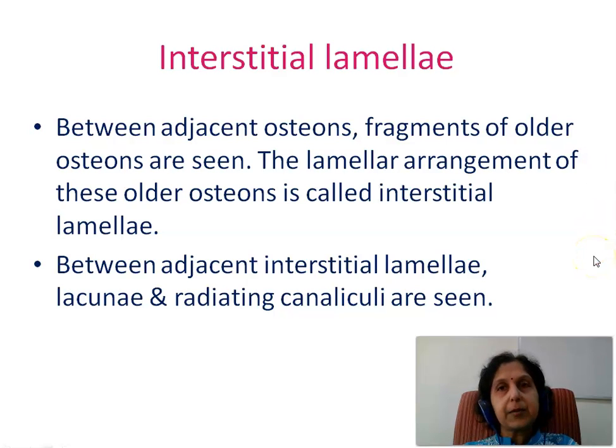Other types of lamellae are interstitial lamellae. Between adjacent osteons, fragments of older osteons are seen. The lamellar arrangement of these older osteons is called interstitial lamellae. Between adjacent interstitial lamellae, lacunae and radiating canaliculi are seen.